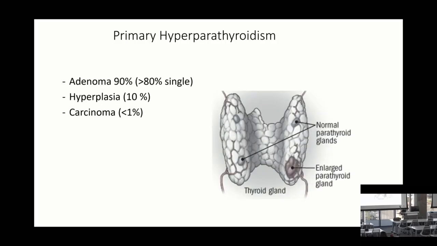So primary hyperparathyroidism is often caused by a single adenoma, more than 80% of the time. Sometimes it can be hyperplasia, not as common, about 10%, and then carcinoma, less than 1%. As you can see from this picture, there are usually four parathyroid glands, and they're usually located behind the thyroid gland. They have a common blood supply with the thyroid.